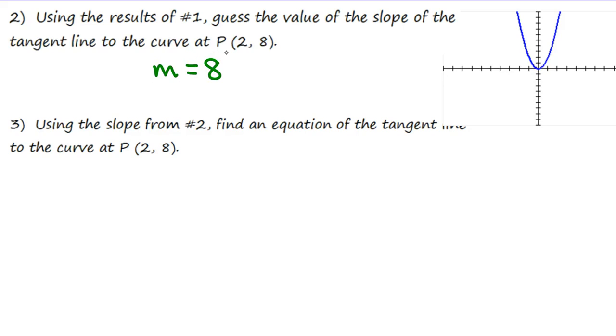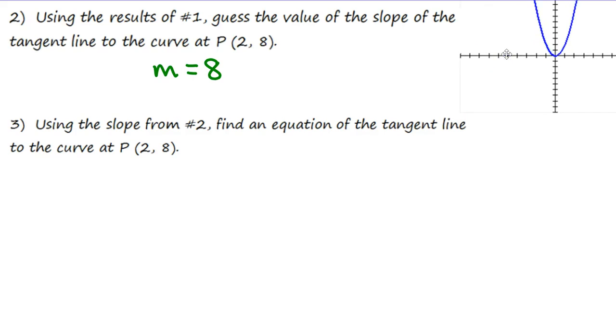Now, using the slope from problem number 2, find an equation of the tangent line to the curve at the point (2, 8). The equation of the tangent line. So let's look for something in the form y equals mx plus b. Now we know the slope is 8.